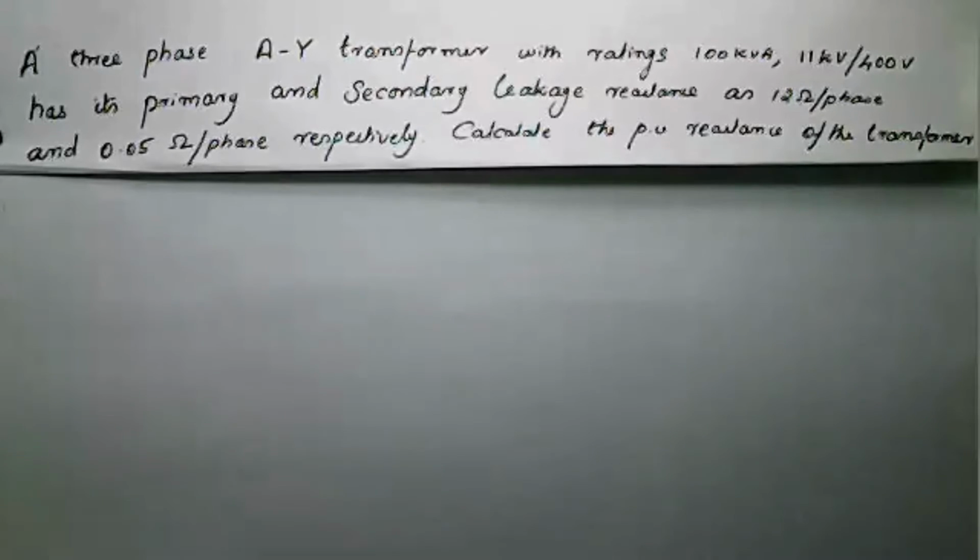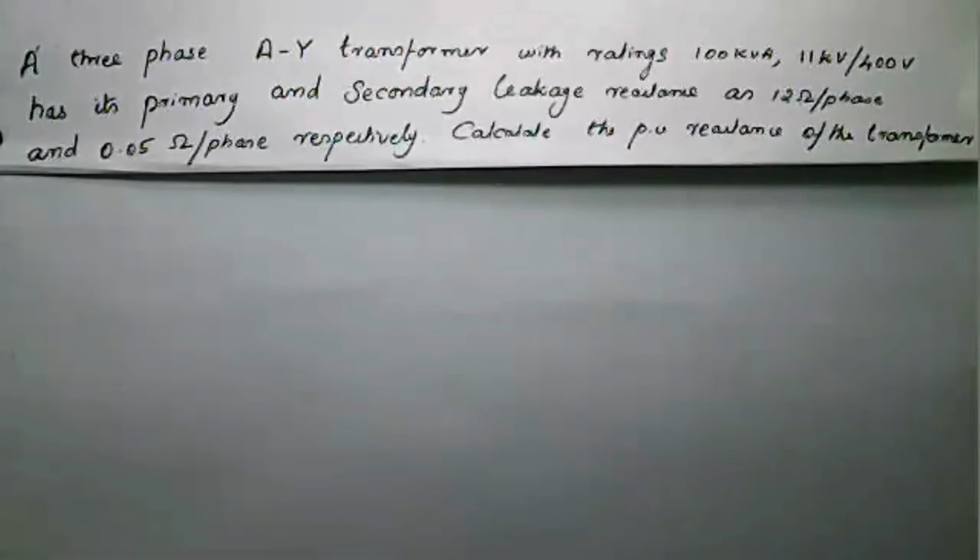Let us see another example. A three-phase delta-star transformer with ratings 100 kVA, 11 kilovolt by 400 volt has its primary and secondary leakage reactances 12 ohm per phase and 0.05 ohm per phase respectively. Calculate the per unit reactance of the transformer.